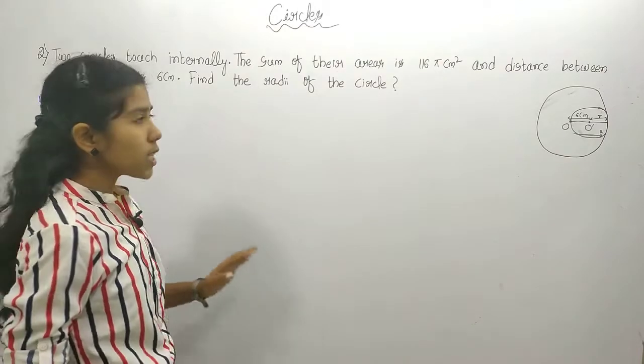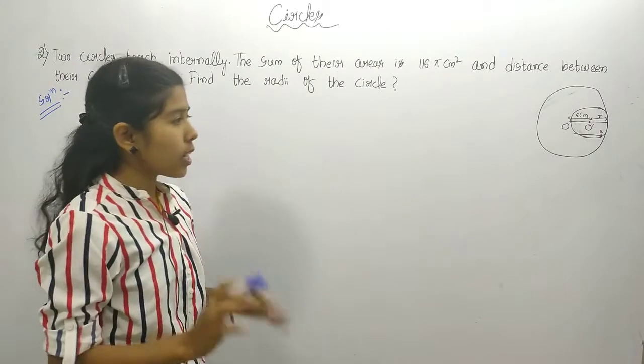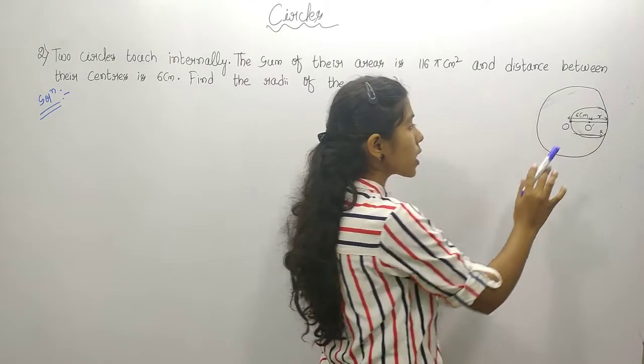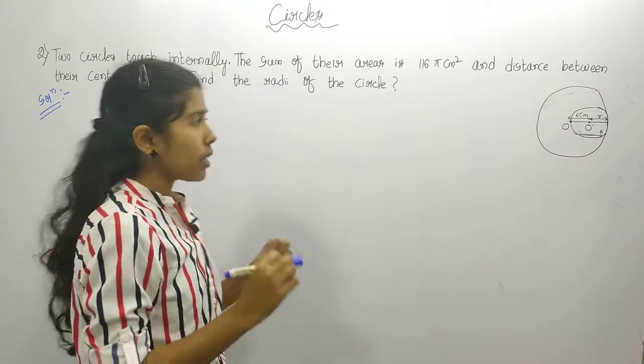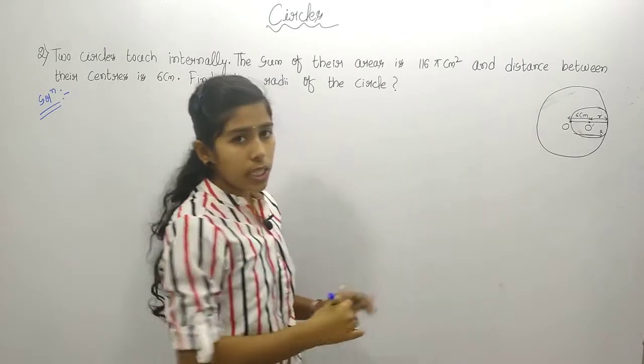So you see, this is the next question. What is given? Two circles touch internally. Here two circles are touching each other internally. The sum of their areas is 116 pi cm square.